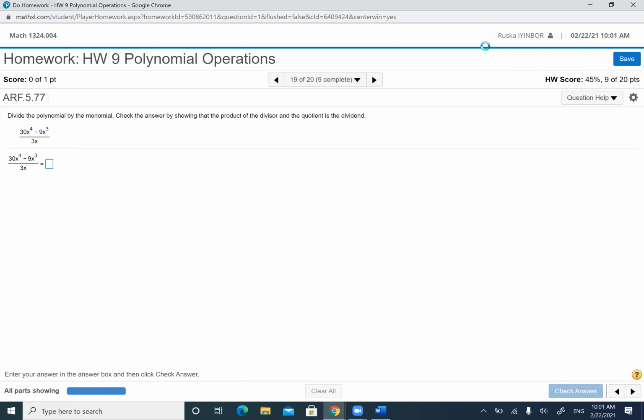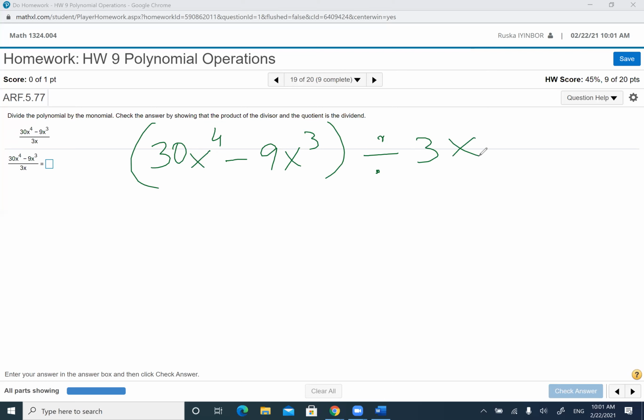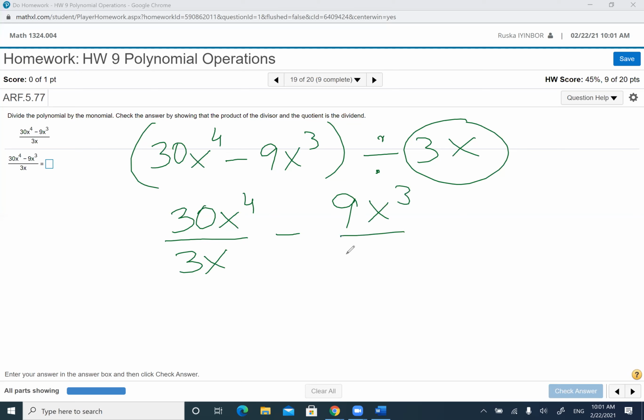Okay, let's do this one. So here we have the operation of division of polynomials. How you divide polynomials. So let me show you how to divide. So you divide 30x to the 4 minus 9x cubed. This polynomial, you're dividing by 3x, right? So when you divide, you pretty much divide each term by 3x, right? So you have 30x to the 4, and for division you can use the division sign, or you can use a fraction, minus 9x cubed divided by 3x.